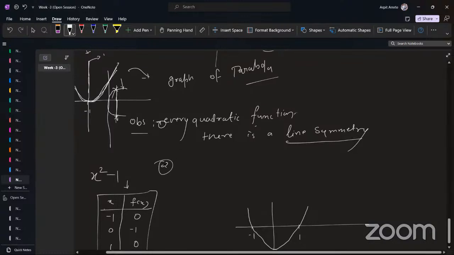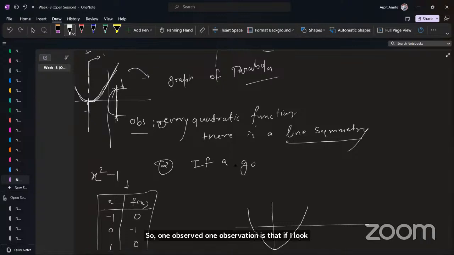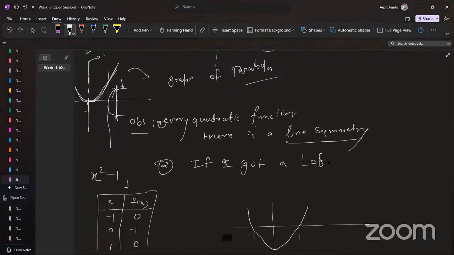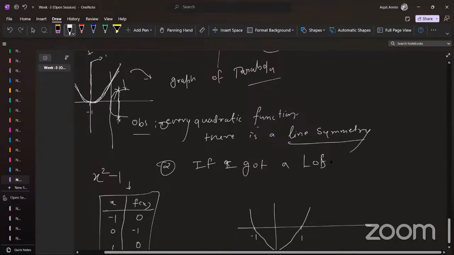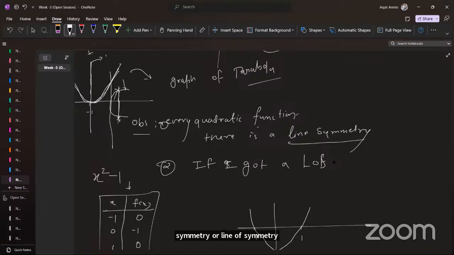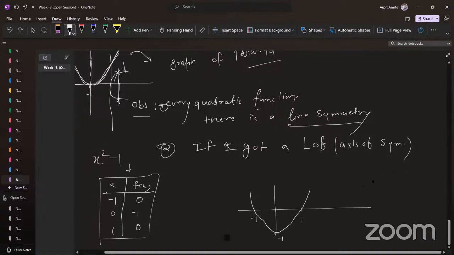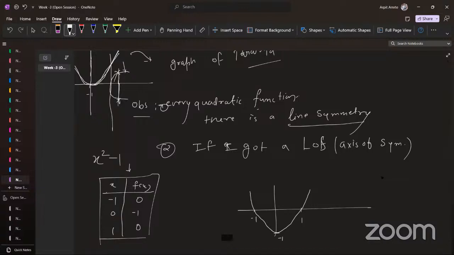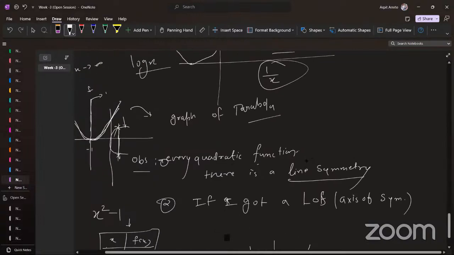One observation is that the line of symmetry and the axis of symmetry are equal. Both are the same, you can say axis of symmetry or line of symmetry, whatever you like. I am using line of symmetry, but for now we will say axis of symmetry. In your course, I think they use axis of symmetry, so let's use axis of symmetry.